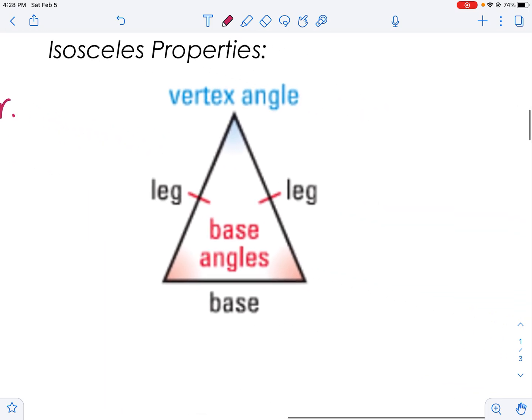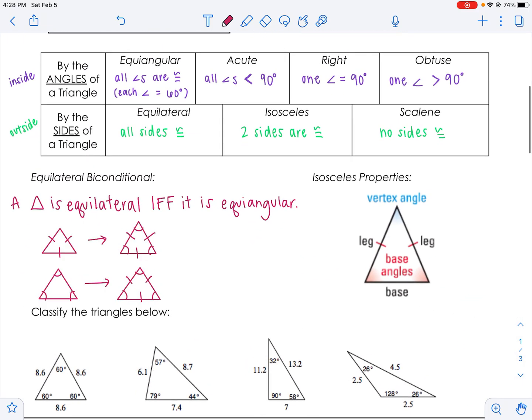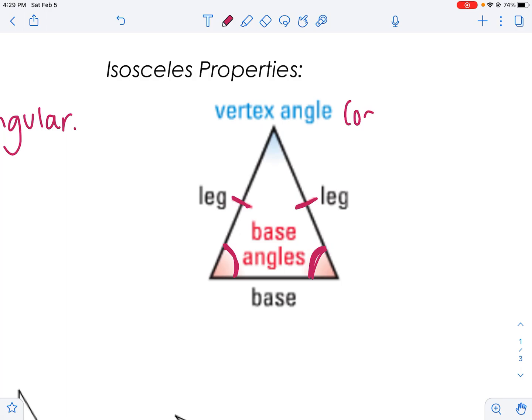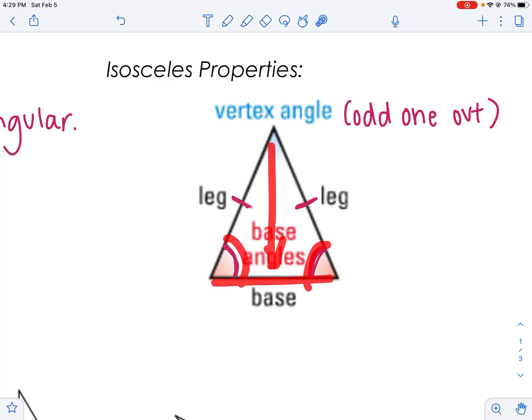Now, isosceles has a similar property to that of equilateral. When all the sides are the same, all the angles are the same. But in an isosceles triangle, only two of the sides are the same, so only two of the angles are going to be the same. And we call those two congruent angles our base angles. So our two congruent sides we call our legs. The base angles are our two congruent angles. And think of that vertex angle, that's our odd angle out. That's your odd one out. And across from that vertex angle is our base, hence the base angles.